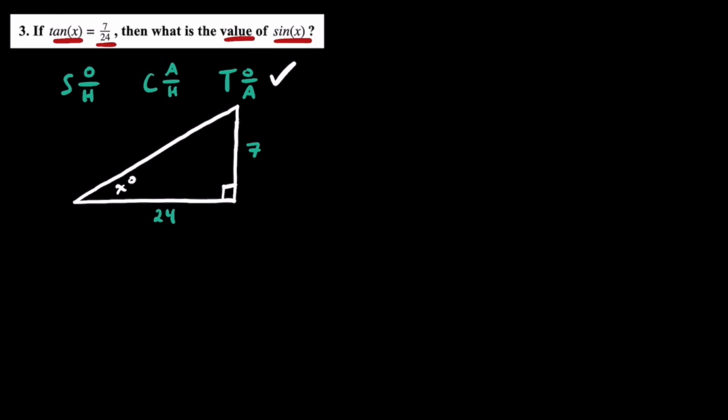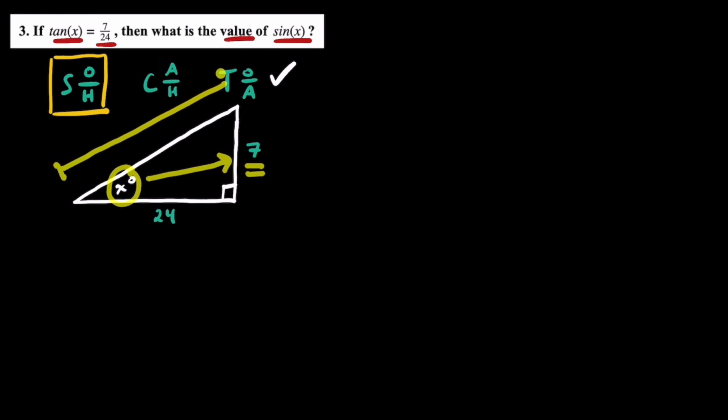So we need to find out what sine of x is equal to. Well, we know that sine is opposite over hypotenuse, right? So if we're looking at this x degrees, what's the opposite? Well, the opposite is this 7, but the hypotenuse, we actually don't know, right? The hypotenuse is right over here. So we're going to have to figure out what this side length is.